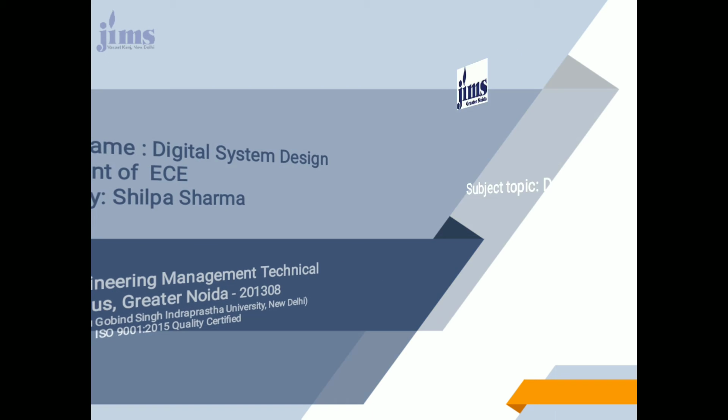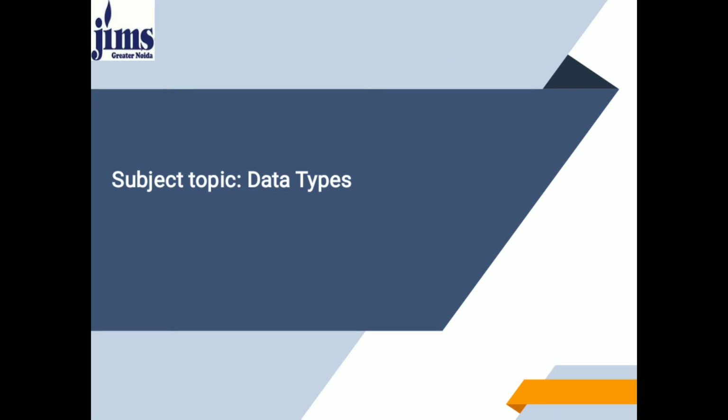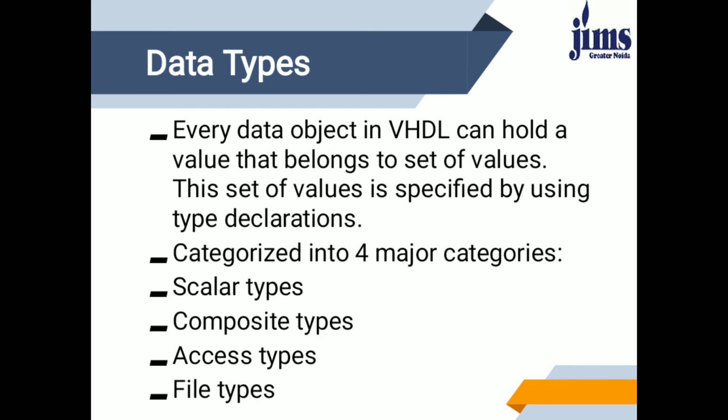Today, I will teach you about the various data types used in VHDL. Data types are mainly used to describe a signal, which means we need to specify its type. Every data object in VHDL can hold a value that belongs to a set of values. To match the need for the hardware, VHDL supports a variety of data types. For example, if we are describing a signal, we need to specify its type.